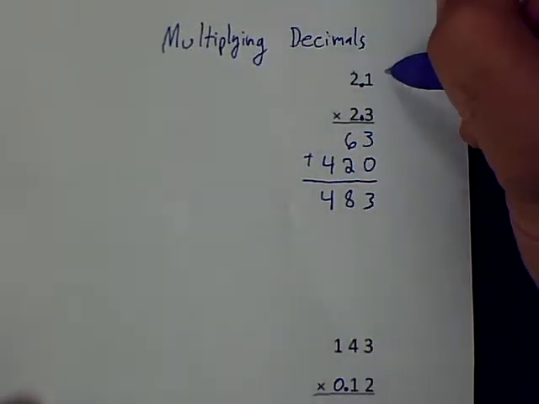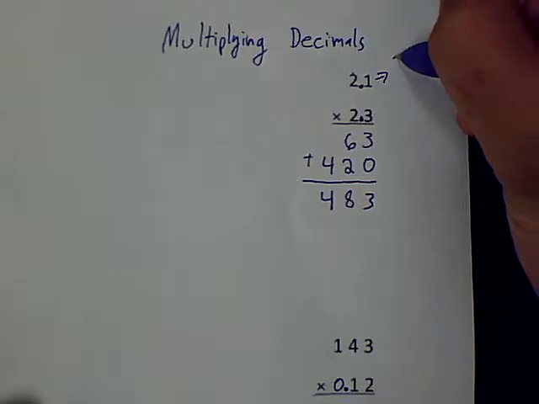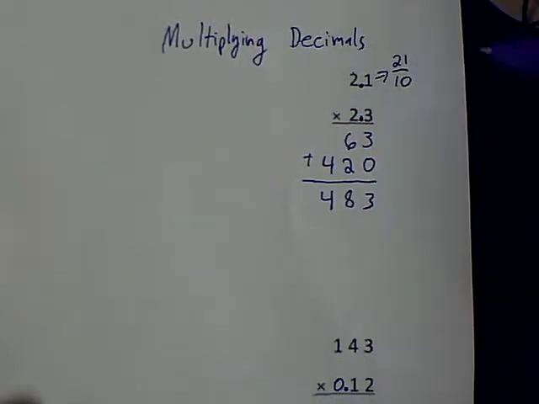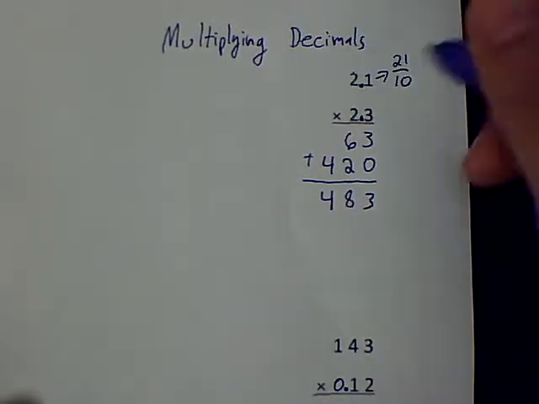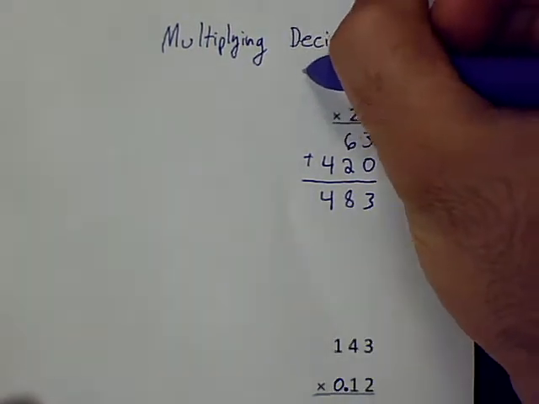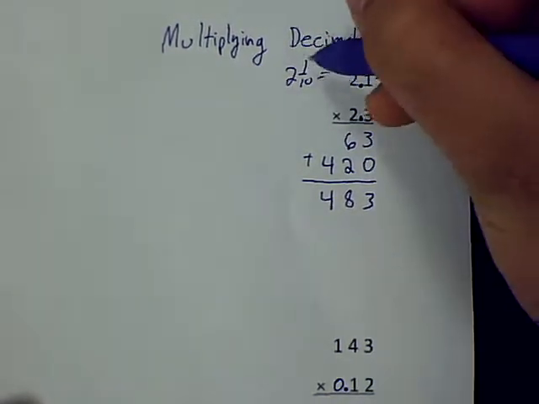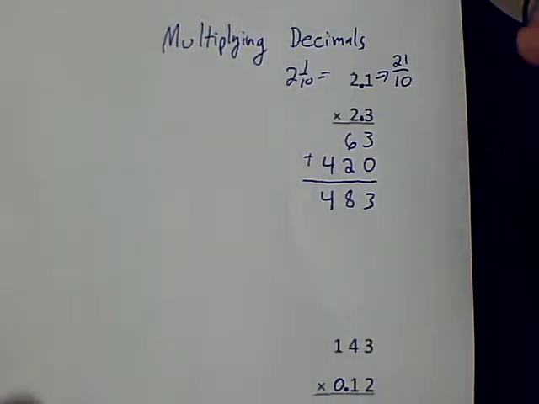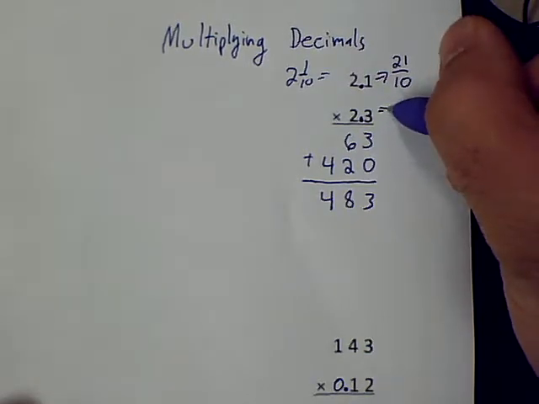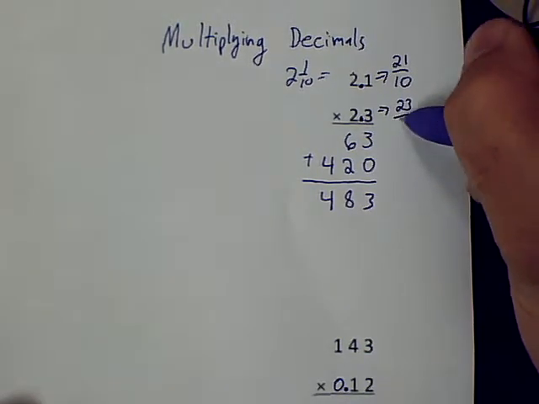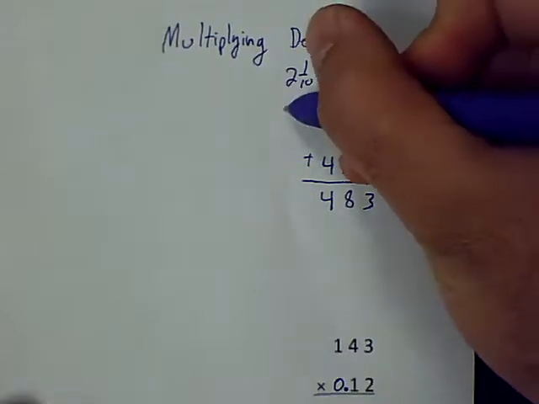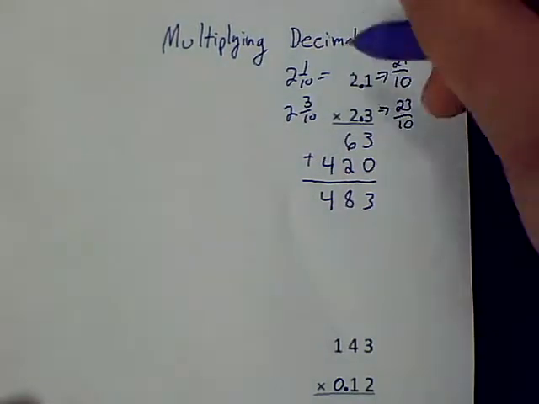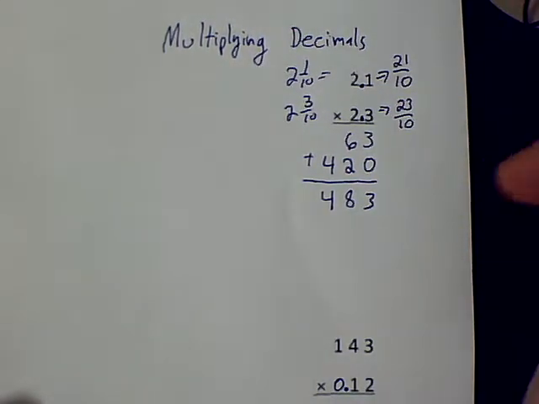Now, I want to think about place value. This is 2 and 1/10. I could also say this is 21/10. I could say it that way, because this is 2 wholes and 1/10, or 21/10. They're the same thing. I can also say by the same token, this is 23/10, because this is also 2 and 3/10. You can also check out my video for how to convert those super quickly.